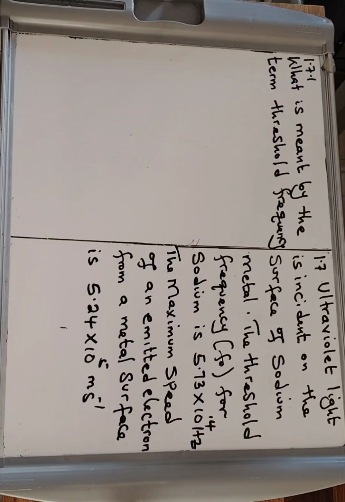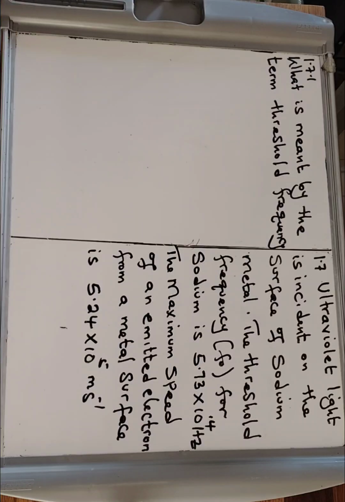So let us look at the question here. It's a continuation of part 1, 1.7. The question says that ultraviolet light is incident on the surface of sodium metal. The threshold frequency, f naught, for sodium metal is given, and the maximum speed of an emitted electron from the metal surface is also given. Then the first question asks, what is meant by the term threshold frequency?